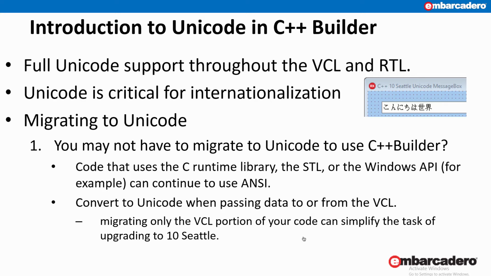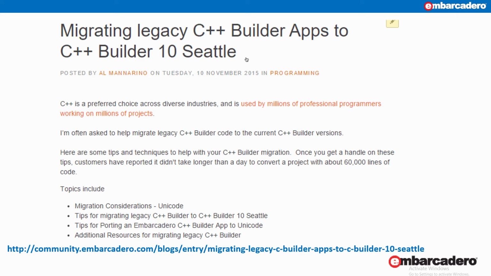So whether you decide to make your entire application Unicode aware or to upgrade only the portions that interact with the VCL, we're going to discuss several C and C++ development techniques that can make the task much easier. For a C++ Builder Unicode migration resource to start with, if you have not read it already, take a look at this "Migrating Legacy C++ Builder Apps to C++ Builder 10 Seattle" blog post on our Embarcadero community website. It provides tips and techniques to help you with your C++ Builder migration working with Unicode.